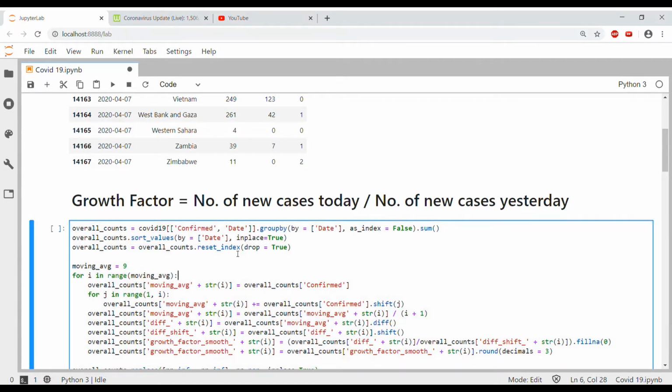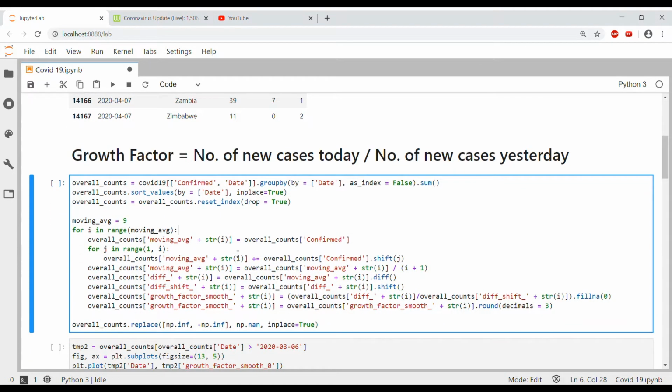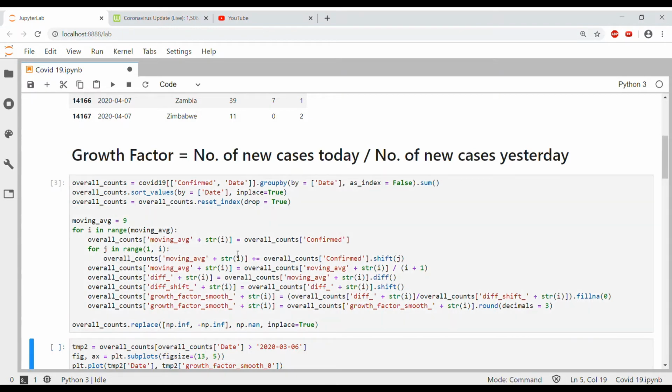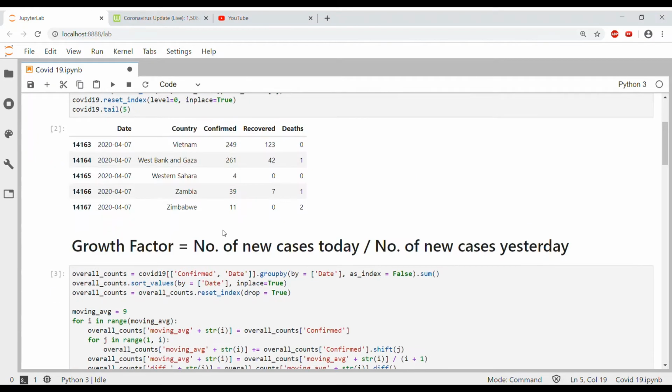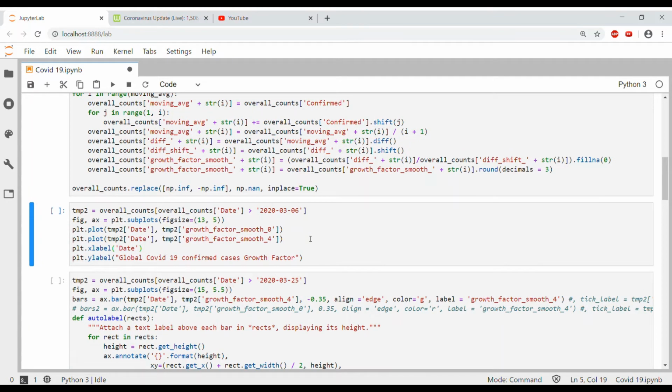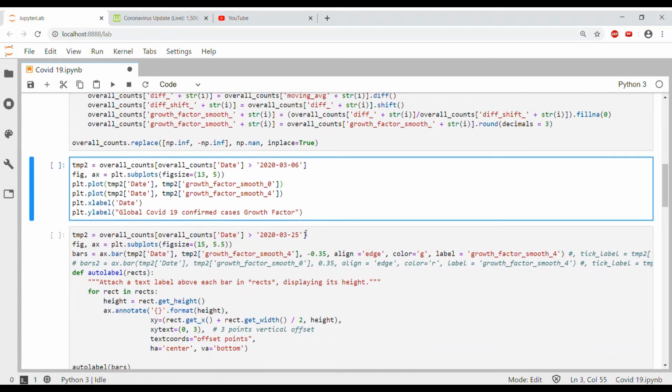So now first let's calculate how we are doing at global scale. How is the growth factor at global scale? I just sum up all the numbers for individual countries and then we have global case numbers, and then I will calculate the growth factor.